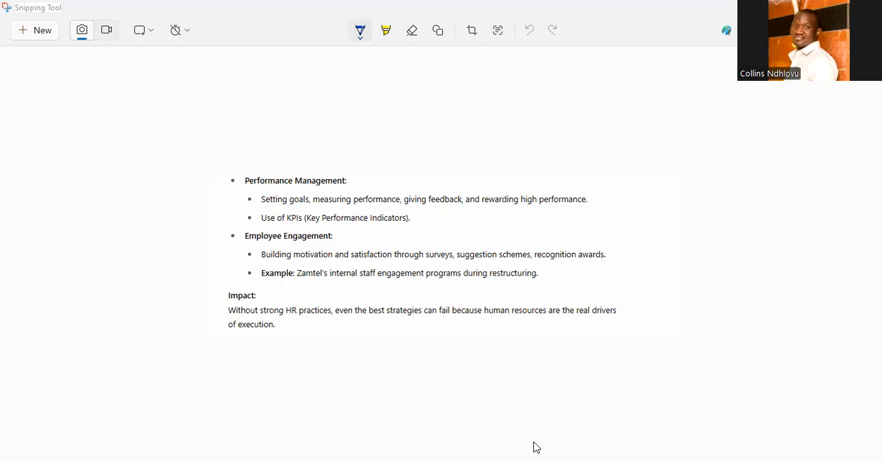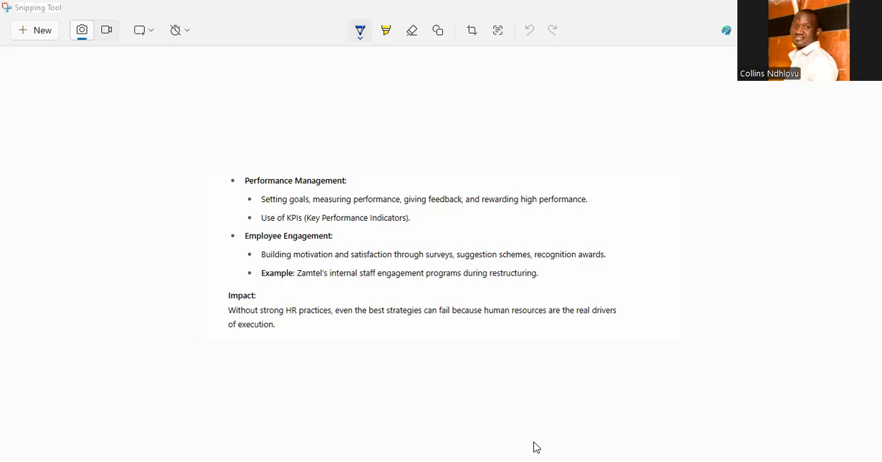The other role that HR has is that of employee engagement, to foster a workplace where employees will feel valued, motivated, and committed. So HR will use employee engagement surveys, suggestion schemes, recognition rewards, and wellness programs. So a high engagement will correlate with increased productivity.